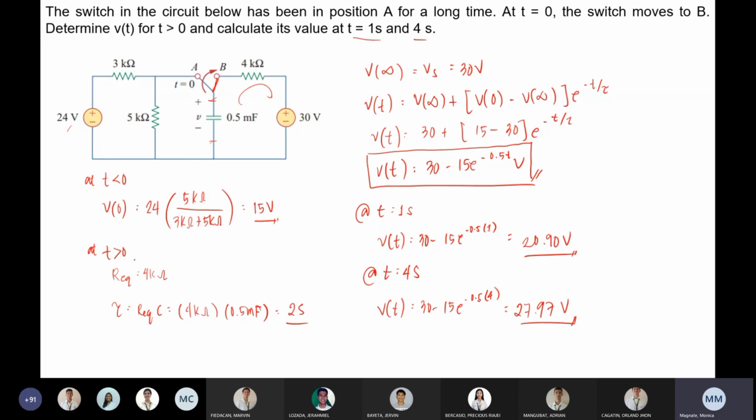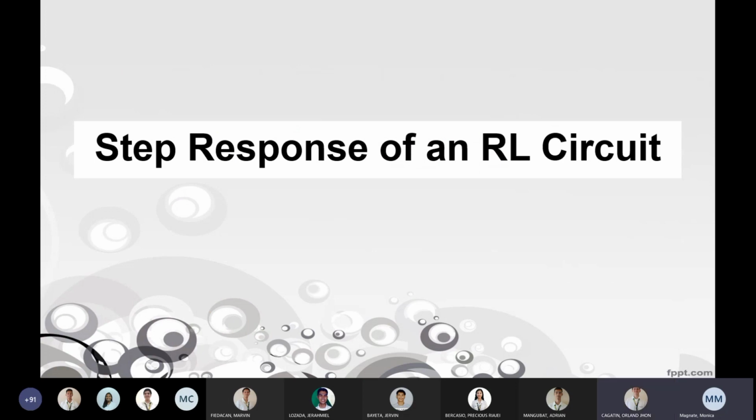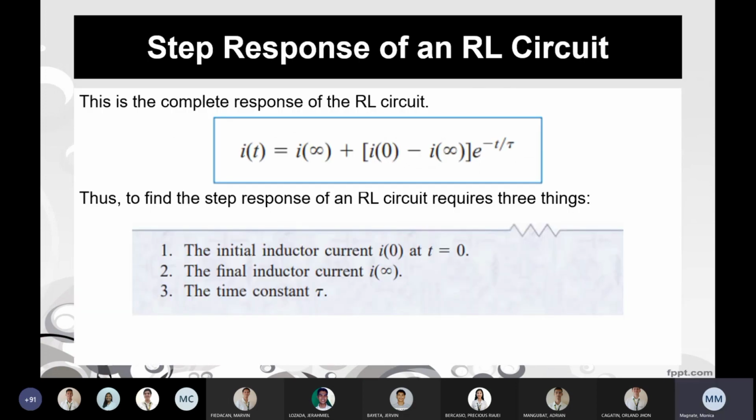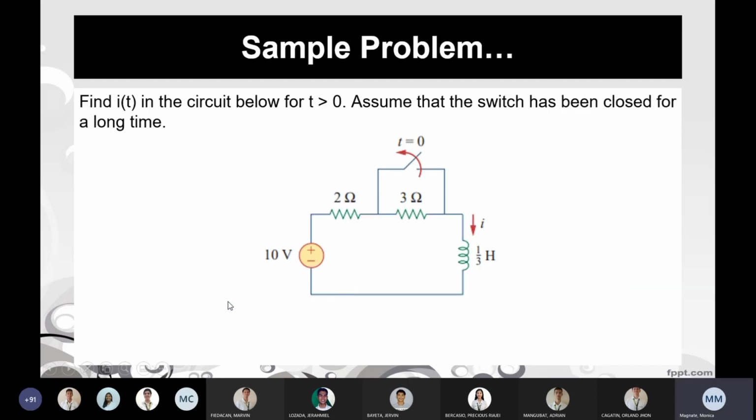Okay naman? So, paano naman kapag RL circuit? So, ito naman yung complete response ng RL circuit natin. So, kamukha lang din nung nasa RC circuit kanina. Yun nga lang in terms of current tayo, no? So, yung i of t natin equals I of infinite plus I of 0 minus I of infinite times e raised to negative t over tau. Thus, to find the step response of an RL circuit, it requires three things. First one, yung initial inductor current ulit, yung I of 0 at t equals 0. Tapos, yung final inductor current, I of infinite. Then, yung time constant. Okay?